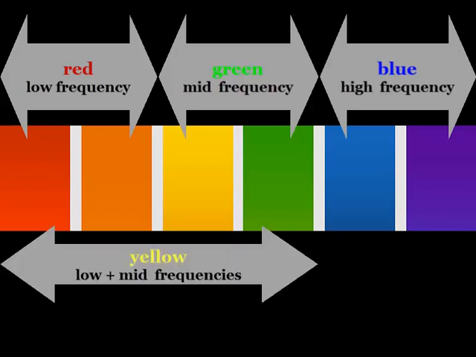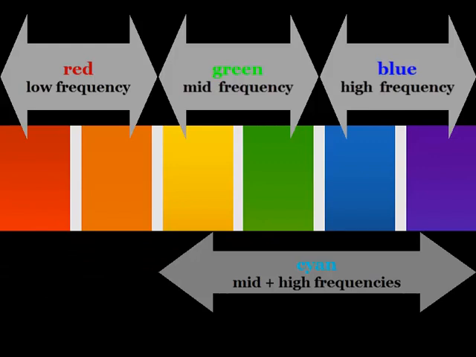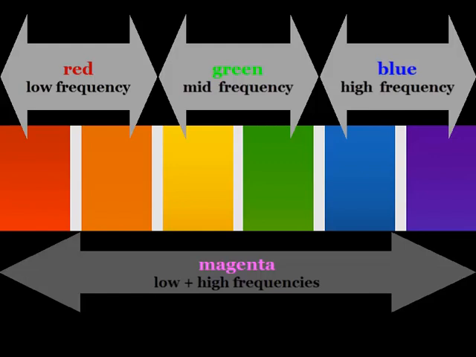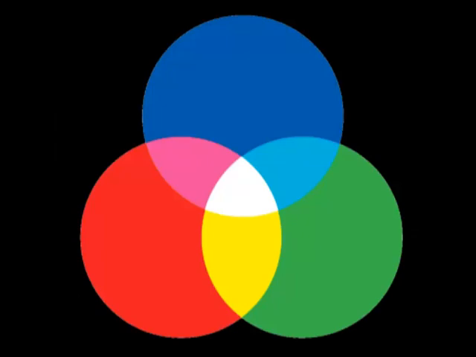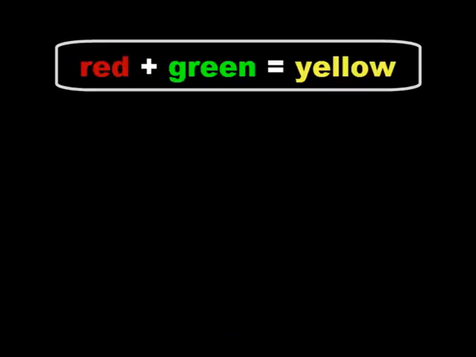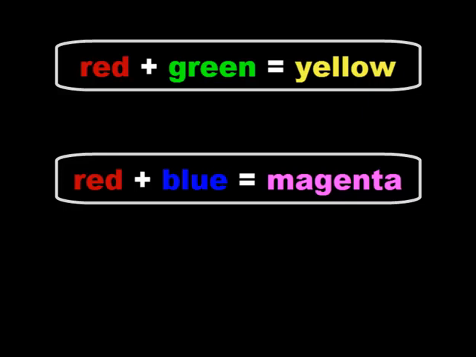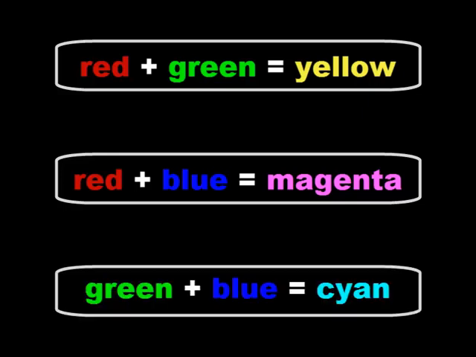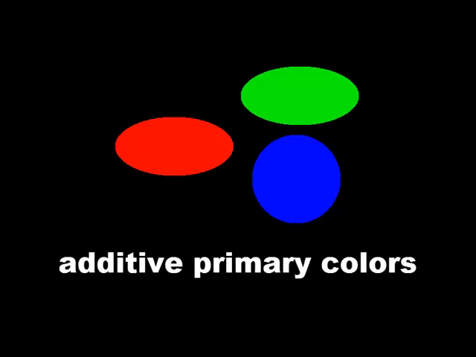Low and middle frequencies combine to form yellow to the human eye. The middle and high frequencies appear greenish blue, or cyan. The low and high frequencies appear bluish red, or magenta. The low frequency, middle frequency, and high frequency parts of white light appear red, green, and blue. To the human eye, red plus green equals yellow, red plus blue equals magenta, and green plus blue equals cyan. Red, green, and blue are called the additive primary colors.